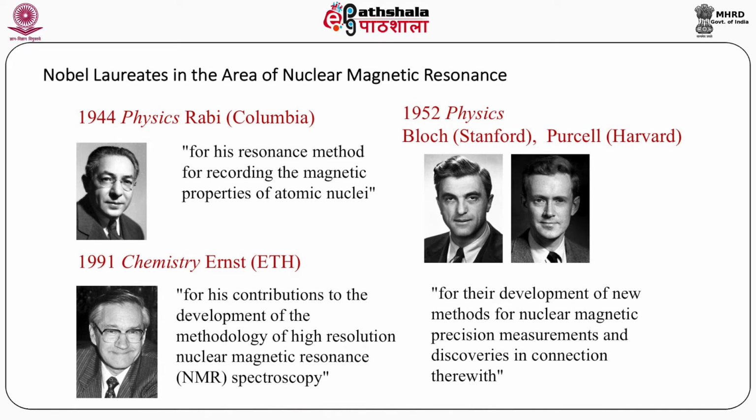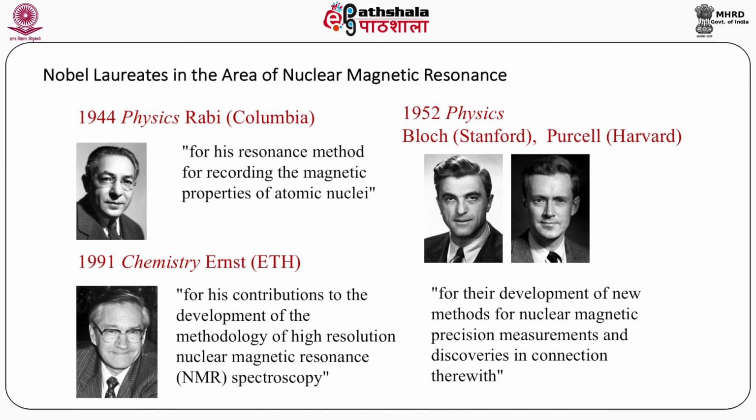properties of atomic nuclei, which was followed by the 1952 Prize in Physics to Felix Bloch and Edward Purcell. Bloch was at Stanford and Purcell at Harvard, for their development of new methods for nuclear magnetic precision measurements and discoveries in connection therewith. And then there was a gap, but there were many NMR related Nobel Prizes in between.